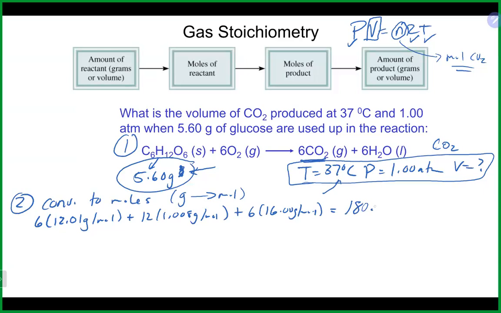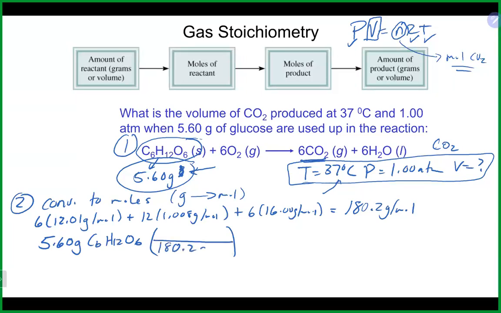Remember, when we calculate our molar mass, it is based just on the formula. And again, usually 4 significant figures is where we take it to. We're going to use that as our conversion factor here. So that's going to be 5.60 grams of C6H12O6. Remember here, we want units to cancel. So we have to go opposite in dimensional analysis. So 180.2 grams per mole of C6H12O6. The grams are going to cancel.